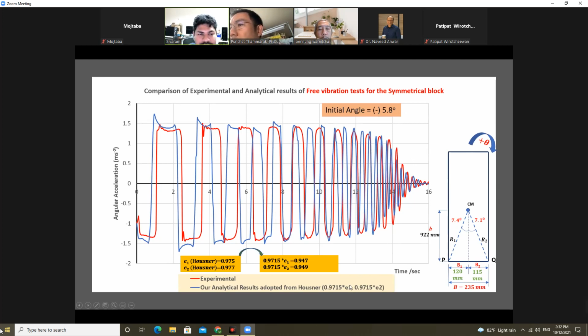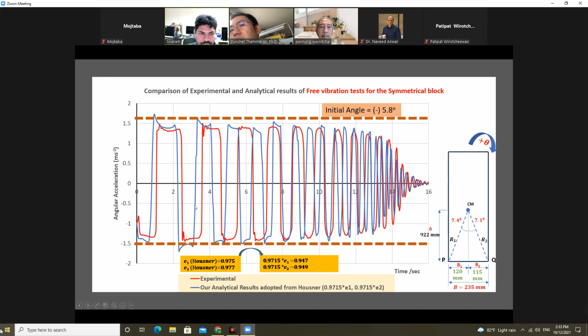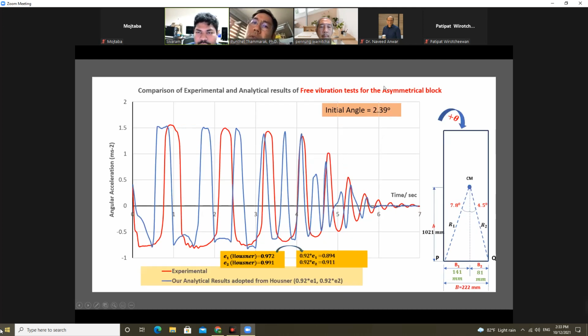So for comparison purposes, between the experimental and the analytical time history, we have to scale the energy loss. The energy loss of the experimental one is always higher than Hausner's coefficient of restitution. So we did the free vibration test for the asymmetrical specimen as well. Here we have to scale down by this 0.92.